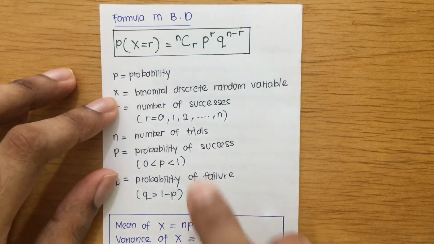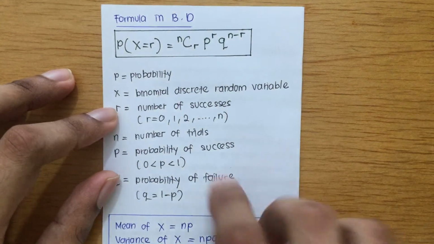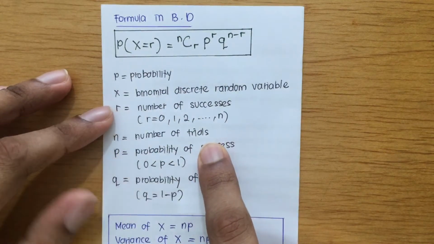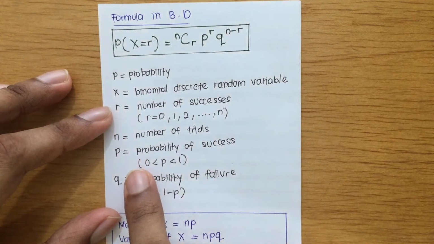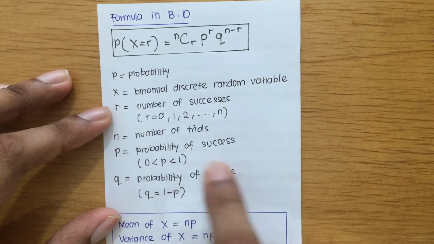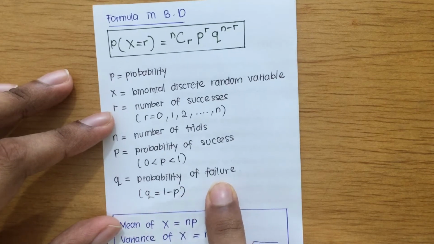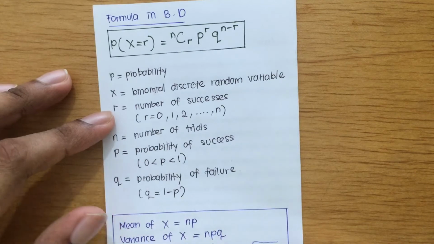So X is the binomial discrete random variable. r is the number of successes. n is the number of trials. p is your probability of success, which I mentioned just now, whose value lies between 0 and 1. And q is the probability of failure, where q equals 1 minus p.